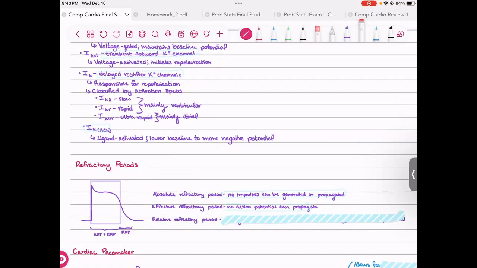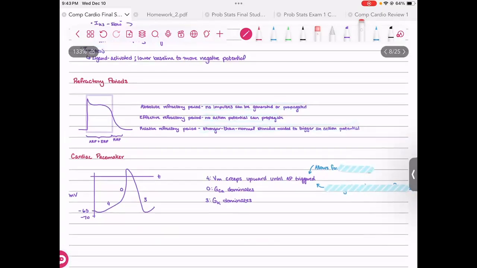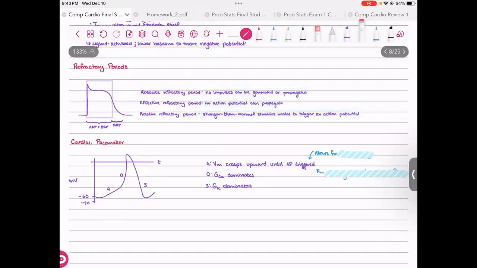And then after that, from around the second half of phase 3 to the end when you're repolarized again, you have your relative refractory period, in which case a stronger than normal stimulus would be needed to create an action potential. Pacemaker cells are a little bit different than those myocardial cells that we were just looking at. They only have 3 phases: 4, 0, and 3. During 4, the big difference here is that there is a creep upward.